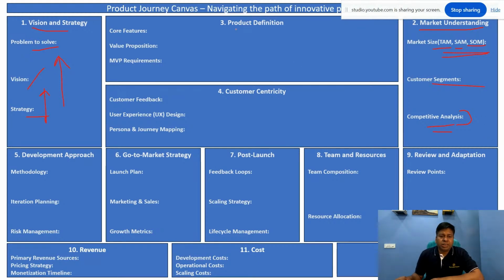Third point is product definition. What are my core features? What is the value proposition? Value proposition is what is the pain and gain for my customer, how I am relieving the pain and enhancing the gain for my customer, and what is my MVP on a very high level. Once you are seeing this product journey canvas, it should be very easy for you to visualize the product, to understand the product.